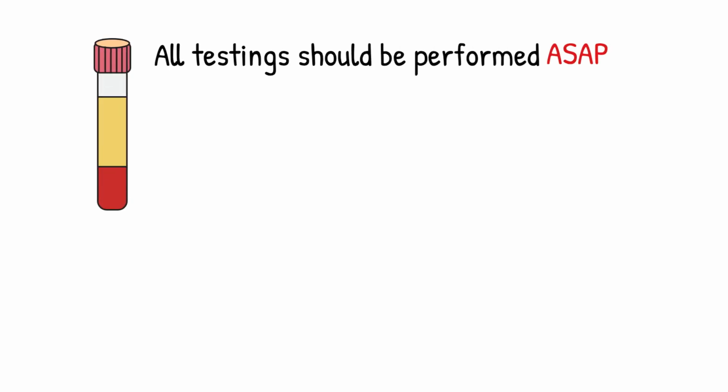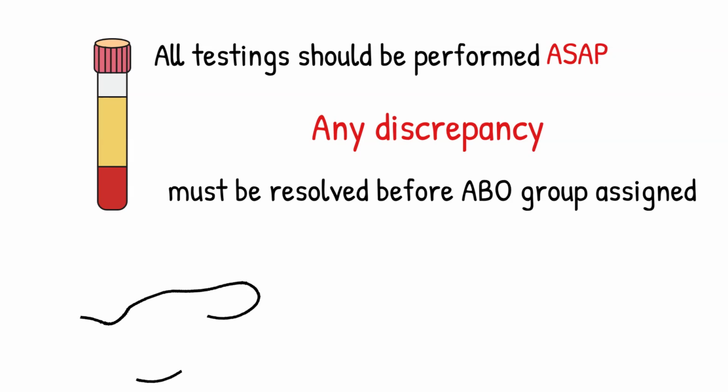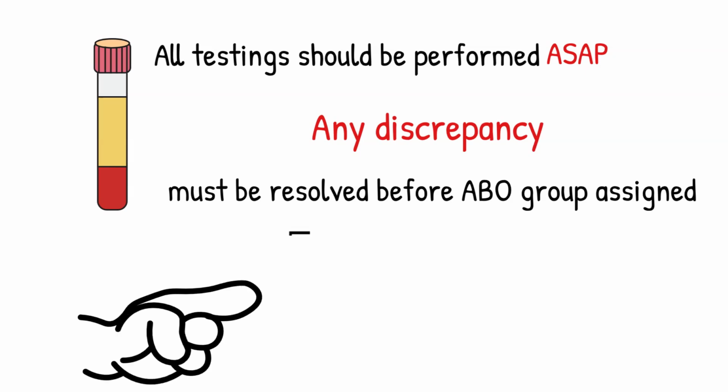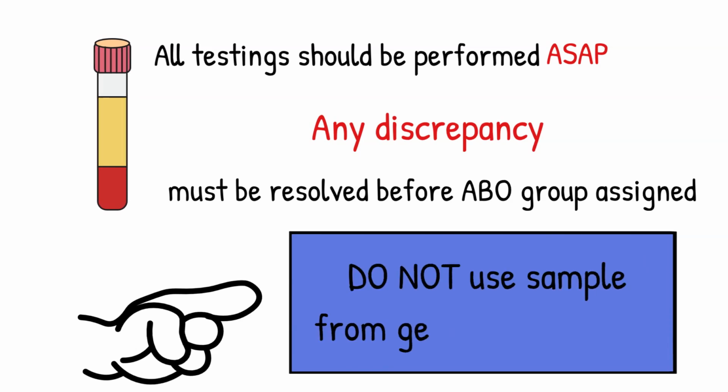All testing should be performed as soon as possible following collection to minimize the chance of falsely positive or falsely negative reactions that occur due to improper storage or contamination of the specimen. Any discrepancy that occurs should be resolved before the ABO blood group is assigned. Side note: do not use a sample drawn into a gel separator tube, because the gel will interfere with the testing and could give you false results.